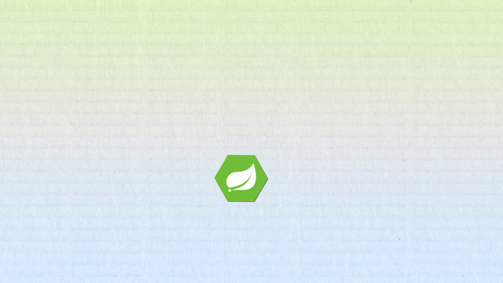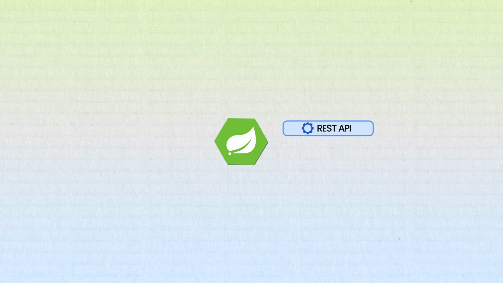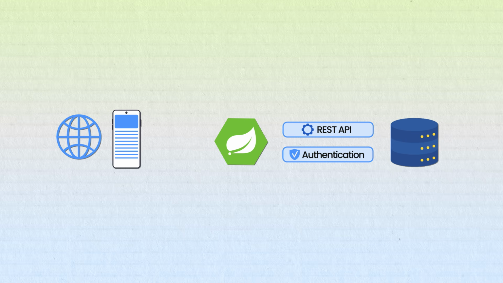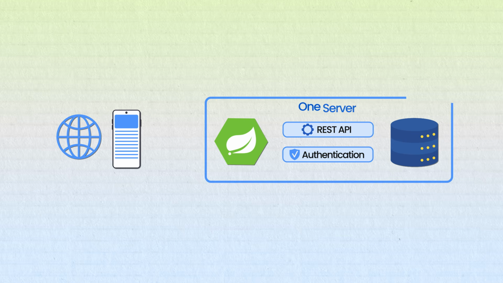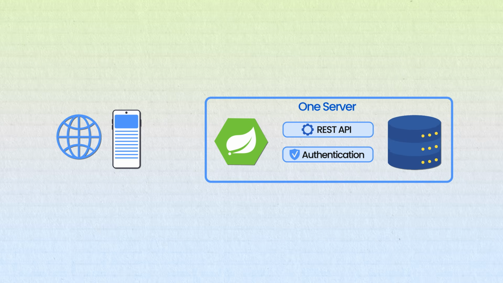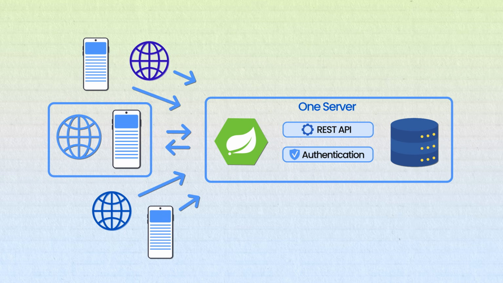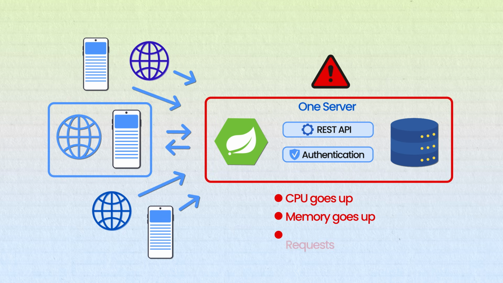Let's say we have a Spring Boot application. It has a REST API, database, authentication, and maybe a mobile or web client calling it. At the beginning, everything runs on this server. The Spring Boot app is here, the database is here, a user sends a request, the server responds. Simple. But as traffic increases, this one server starts reaching its limit. CPU goes up, memory goes up, requests become slower. And now we need to scale.